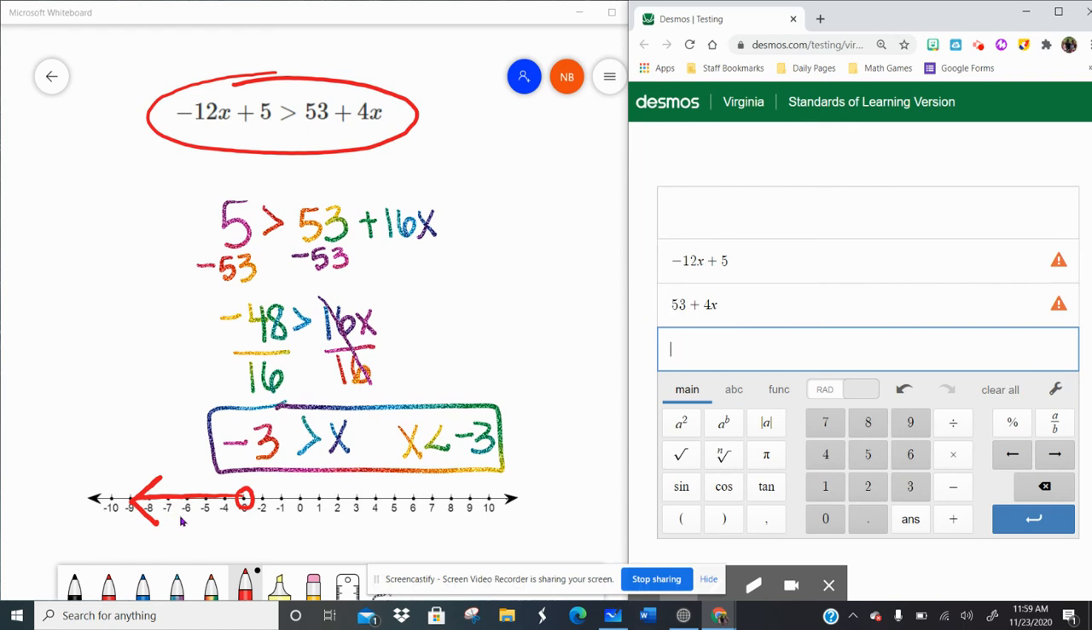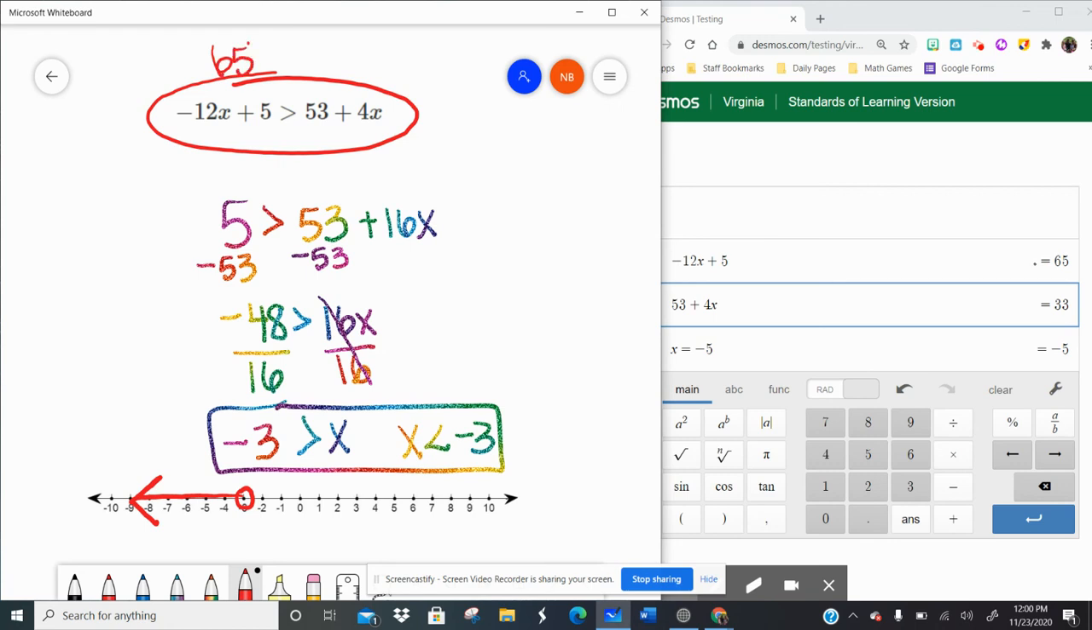So let's pick a number in our solution set. Let's do -5. So if x equals -5, well, look at that. When x equals -5, 65 is greater than 33. Well, that's true, which means I have graphed it correctly. So you can check your work, but you just have to plug in those numbers. 65 greater than 33. That's true, which means we're geniuses.